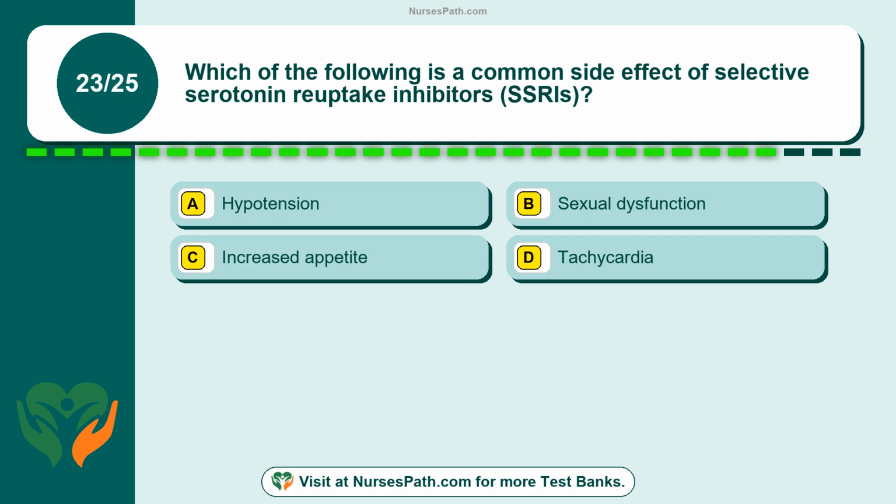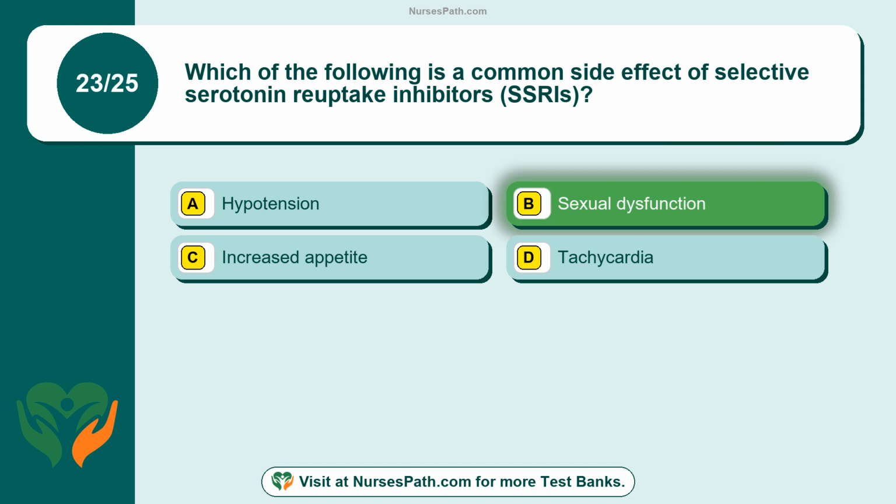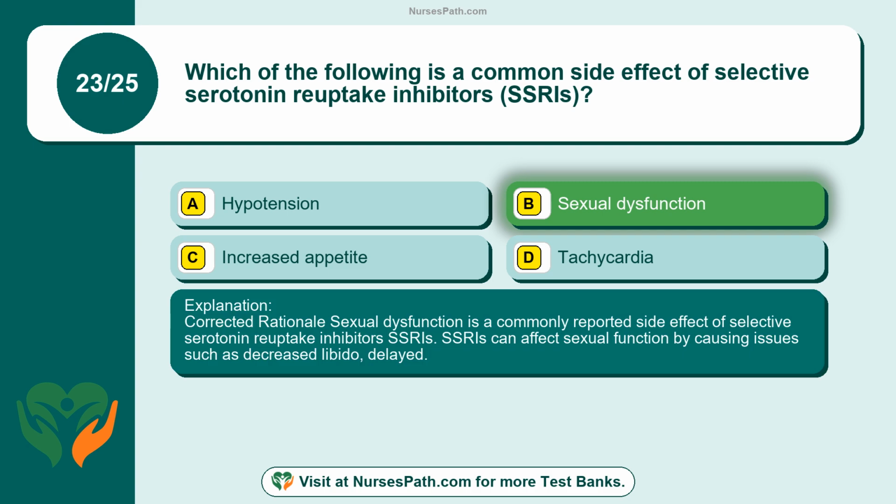Question 23. Which of the following is a common side effect of selective serotonin reuptake inhibitors, SSRIs? Option A, hypotension. Option B, sexual dysfunction. Option C, increased appetite. Option D, tachycardia. The correct answer is option B, sexual dysfunction. Corrected rationale. Sexual dysfunction is a commonly reported side effect of SSRIs. SSRIs can affect sexual function by causing issues such as decreased libido, delayed.